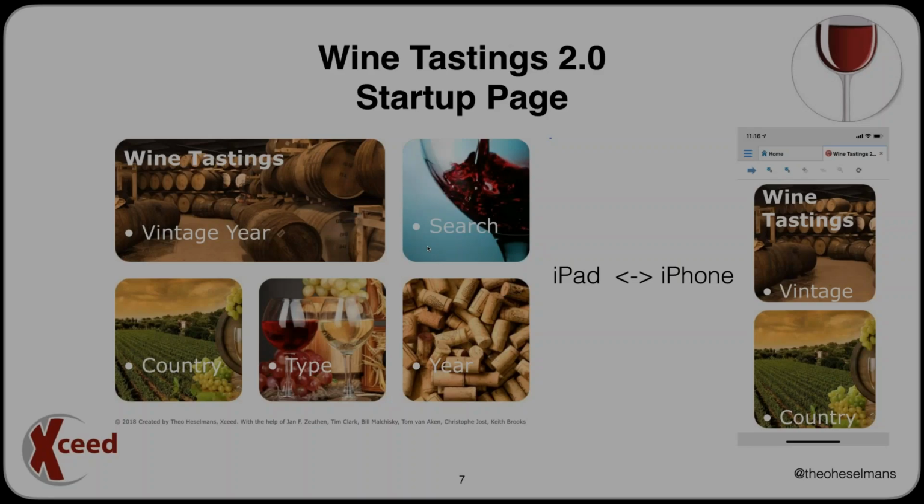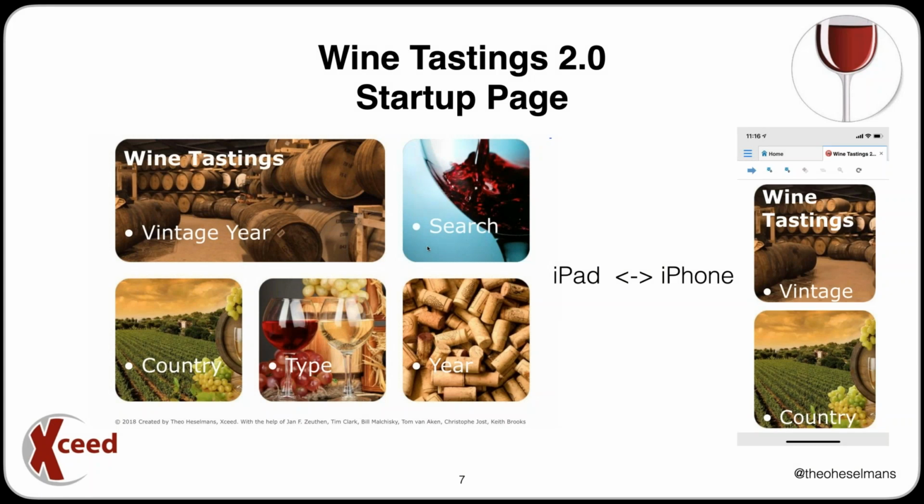So this is Wine Tastings 2.0. This is what you see when you start up: on the left-hand side for the iPad, or for that matter, for an Android tablet, and on the right-hand side, what you see on an iPhone. It's just huge clickable buttons, and when you click on them, you see more. I'm going to tell you afterwards how it's done. I'm just going to show you quickly what you see on the screen.